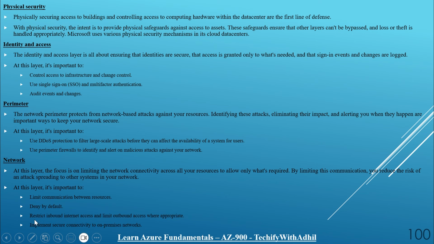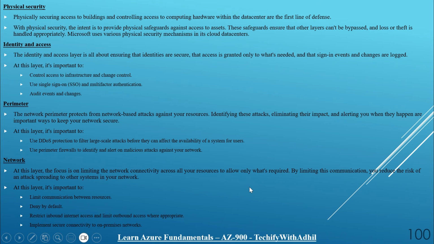Then restrict inbound internet access and limit outbound access where appropriate. Restrict the inbound connections from the internet, so anything from the internet to inside our system should be restricted. And limit the outbound access where appropriate. We shouldn't open the outbound as well; it also has to be limited to only required connections. Then implement secure connectivity to the on-premises network.